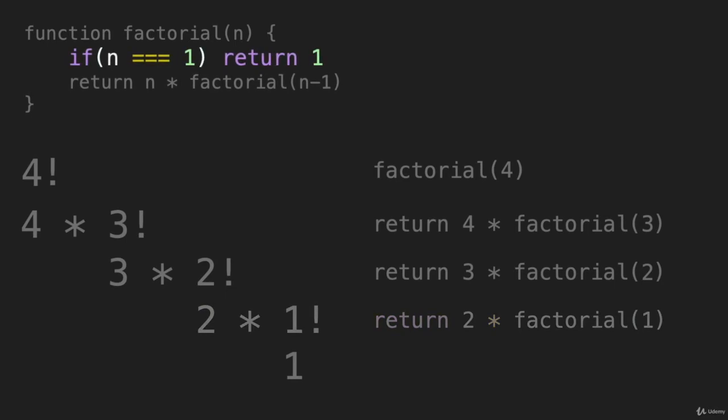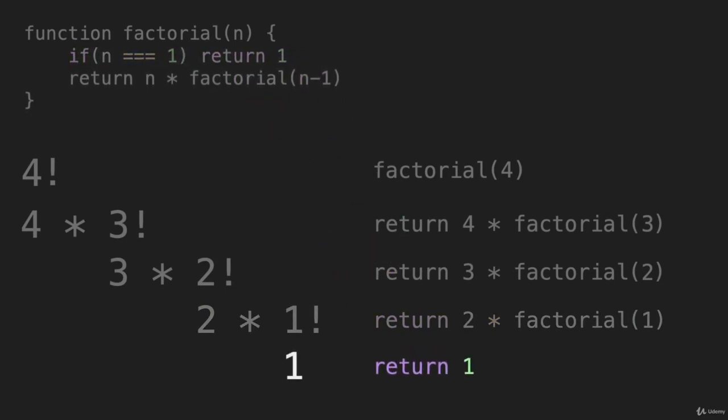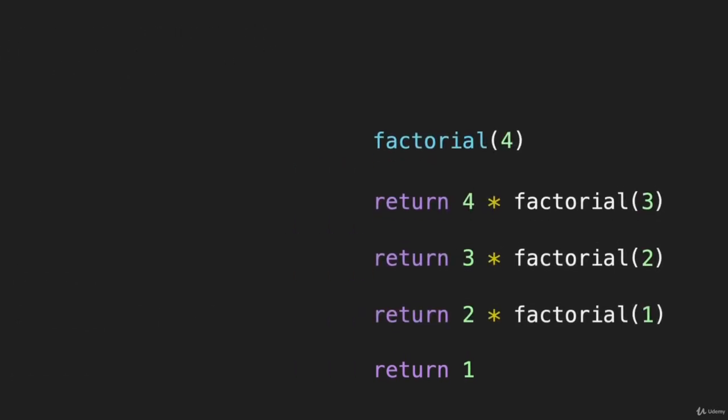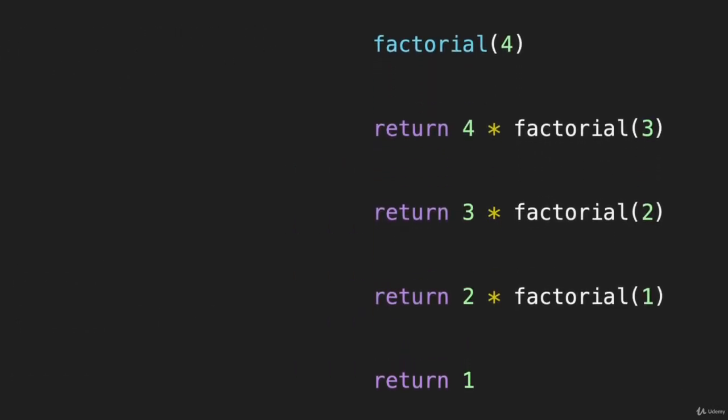Now when we look at this if statement, n is equal to 1, so we can return 1. So the 1 is this one here. So I'm going to remove this, and we're going to look at these steps here. So the return 1, that's being returned to this function. It's been waiting for this to return.